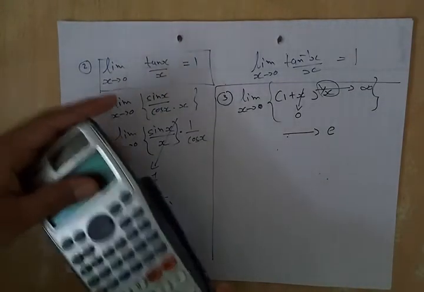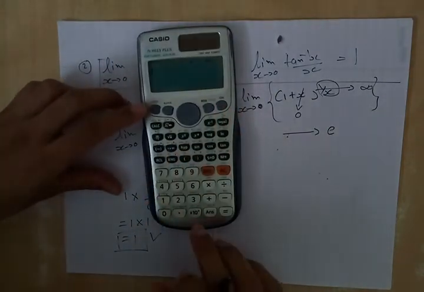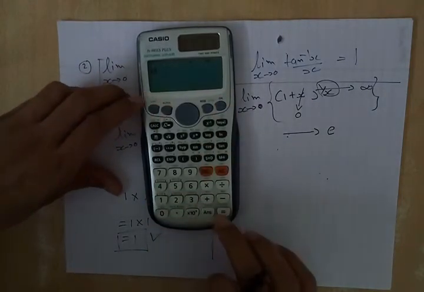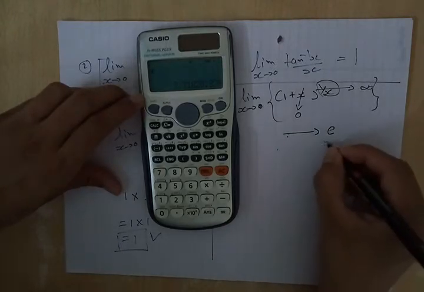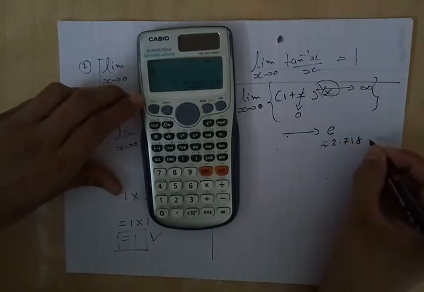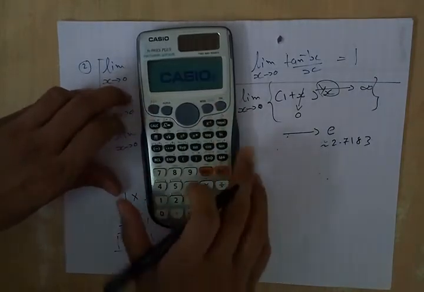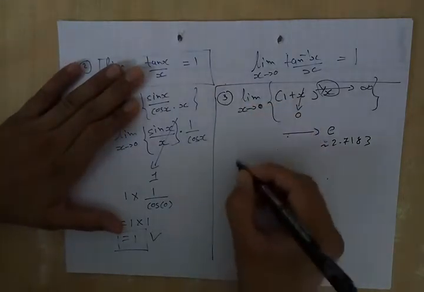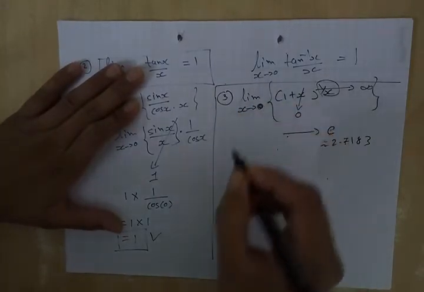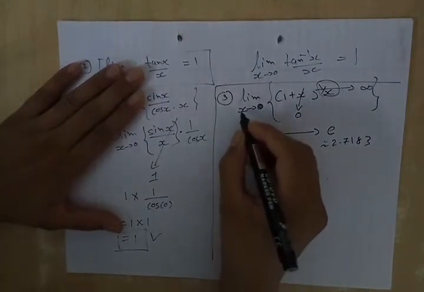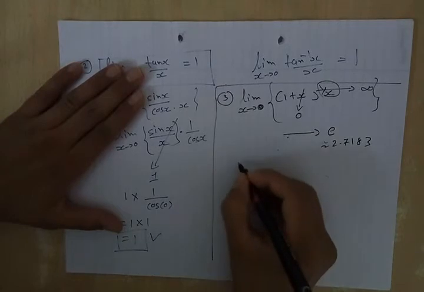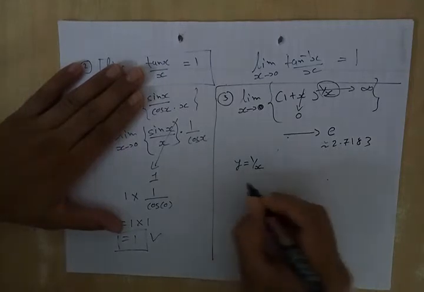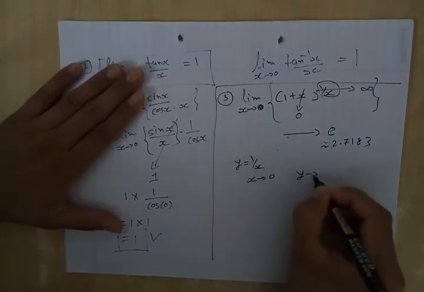Let me actually use my calculator to find the exact value of e. So e is approximately 2.7183. We can write this formula also in terms of another variable. Let us call y, which is 1 upon x. As x approaches 0, y will approach infinity.